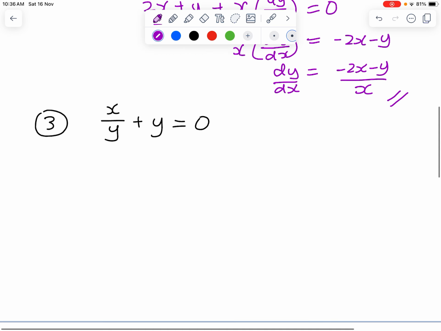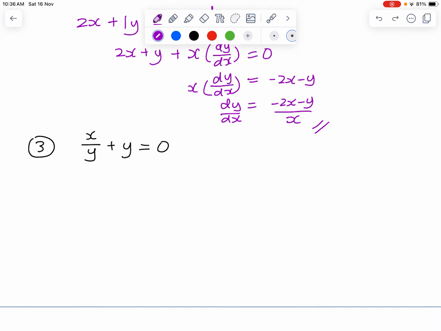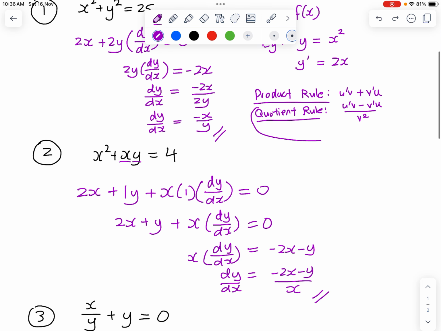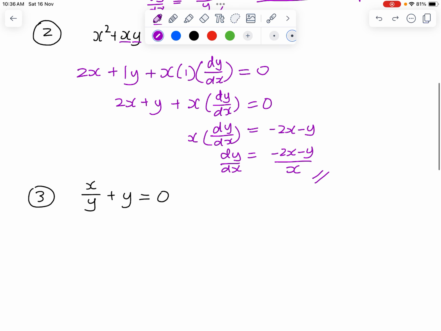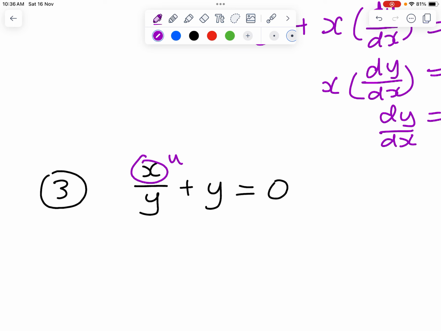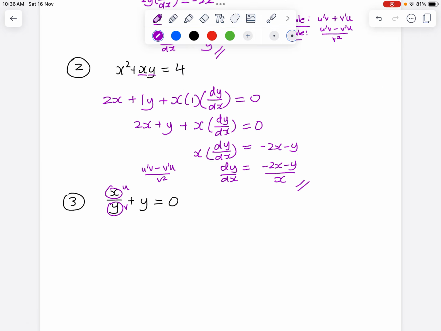And last but not least, let's try this problem. A little more challenging, but the idea or the concept is the same. So here we have x over y. We want to find the derivative of that. And because it's division, we must use the quotient rule. So this is going to be u, and this is going to be v. Remember, it has to be u prime v minus v prime u divided by v squared.